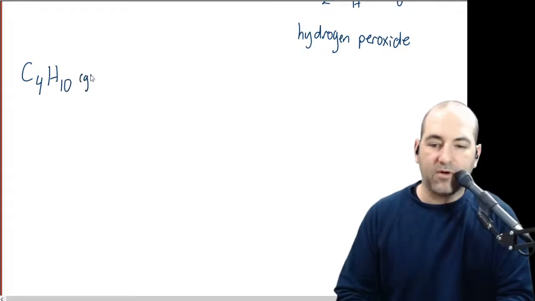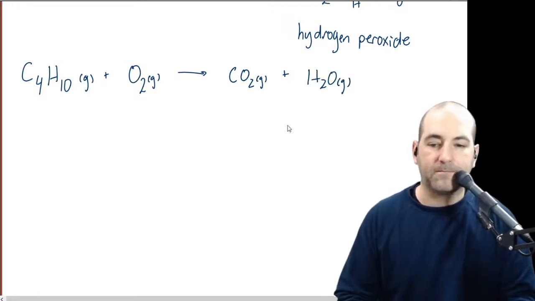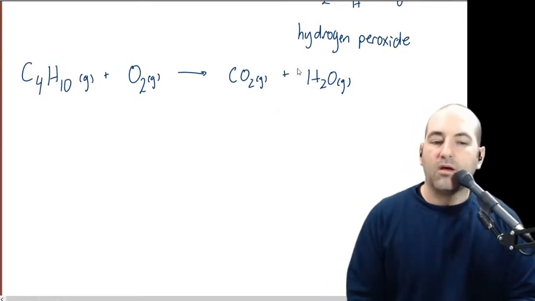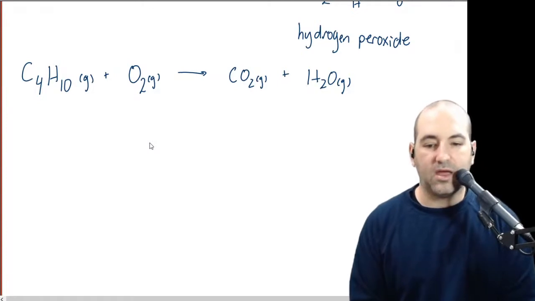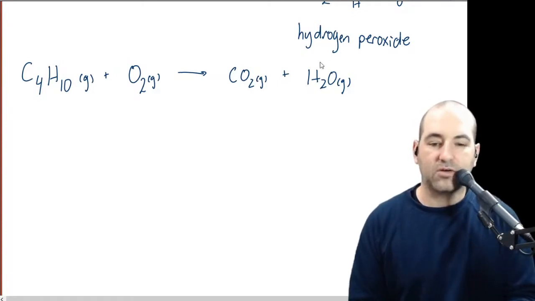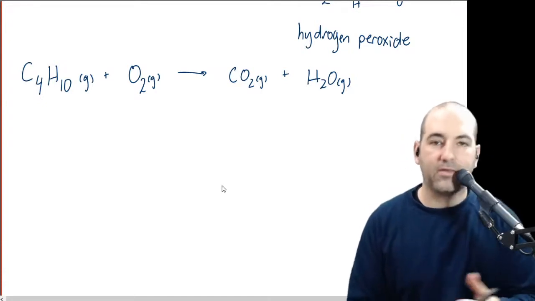So we're going to take C4H10, which is butane gas, and react it with oxygen. And that's going to make carbon dioxide gas and water vapor. Okay, so this is called the combustion of butane, and we want to balance this equation. And to do that, we have to keep track of the atoms on the left side and the right side, and then try to get them equal by only adding or changing coefficients.